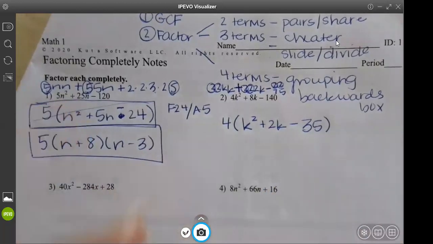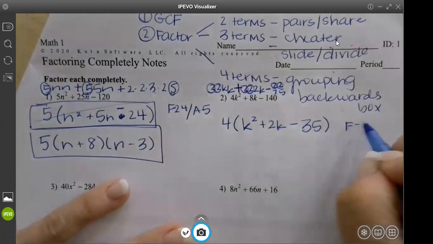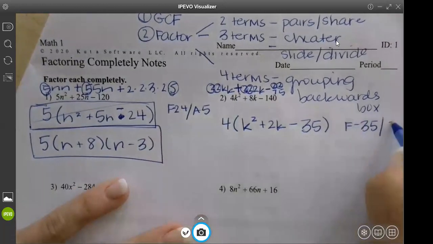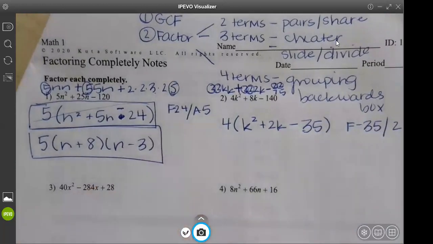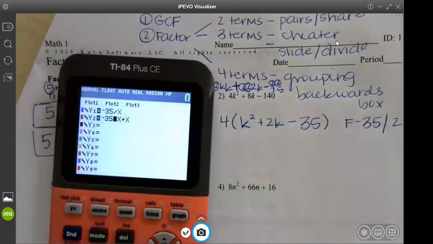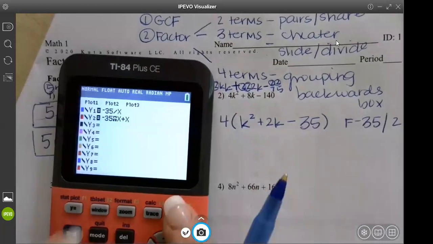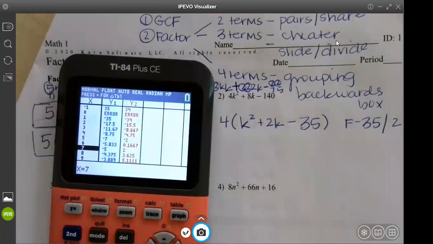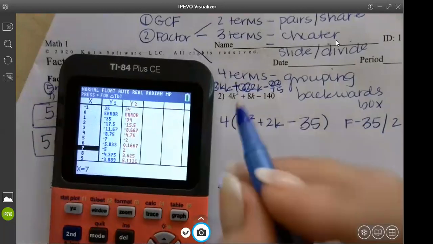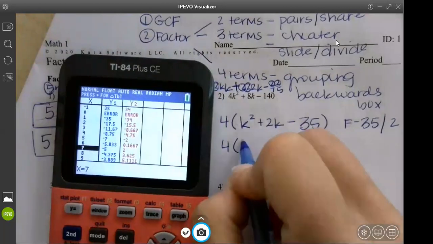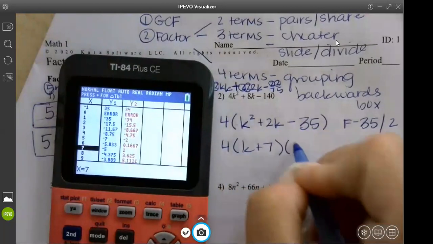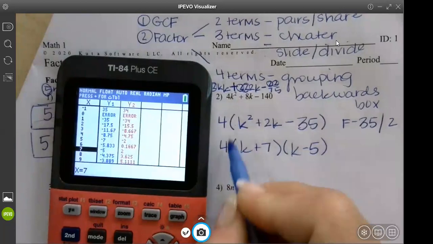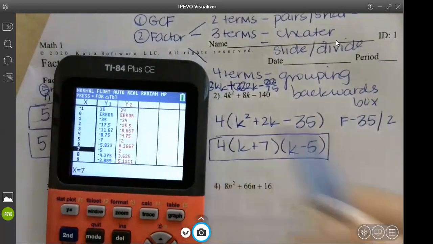This might be all we can do, but we're going to check if there are factors of the last that add to the middle because we have 3 terms and there's no number in front. So we're going to find factors of negative 35 and see if we have a 2. What are my 2 factors? So a positive 7 and a negative 5. That's your final answer. Don't forget your 4 in front.